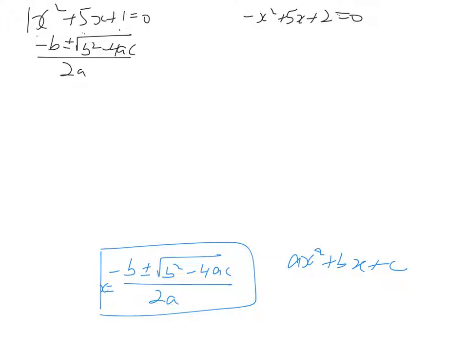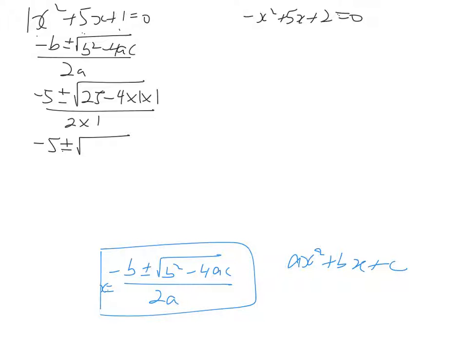Then we're going to say we've got negative 5 plus or minus the square root of 25 minus 4 times 1 times 1, over 2 times 1. And that'll simplify to negative 5 plus or minus the square root of 21 over 2, because 25 minus 4 is 21. And that's where we can leave that. On to the next one.